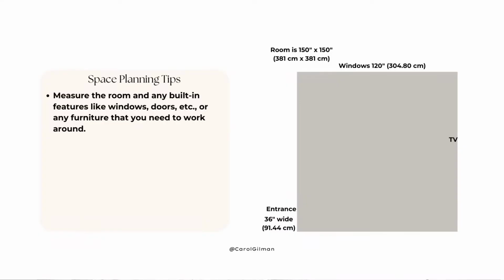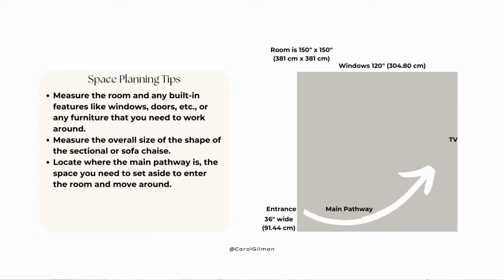So a brief overview of what to think about before you decide where to place your L-shaped sectional or your sofa chaise is to consider a couple things. One is you want to know the sizes and measurements of your room. You want to know what you're working with. And then of course you want to know the overall size of your sectional or sofa chaise, the overall size of that shape. Also, you want to decide where your main pathway is, how to get in and out of that room so that you don't place the sofa chaise or the sectional in the middle of that main pathway.